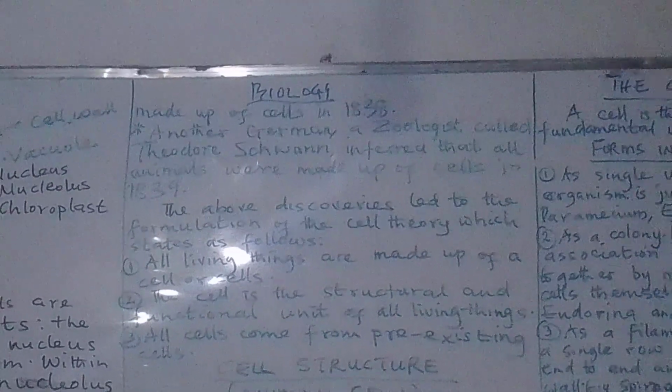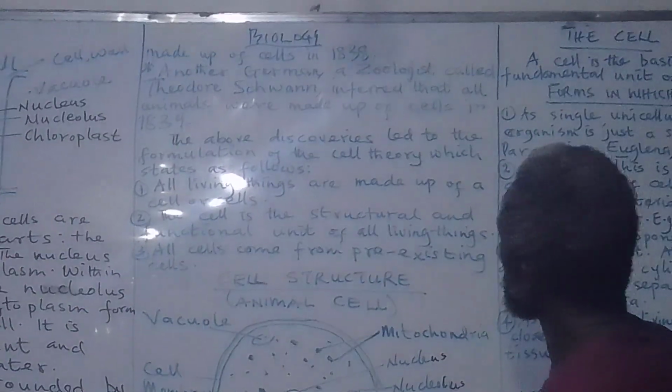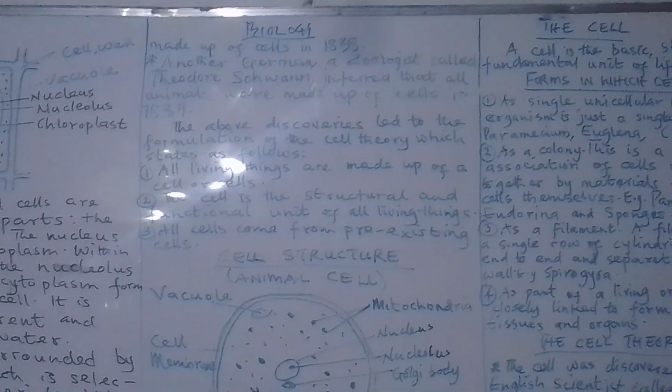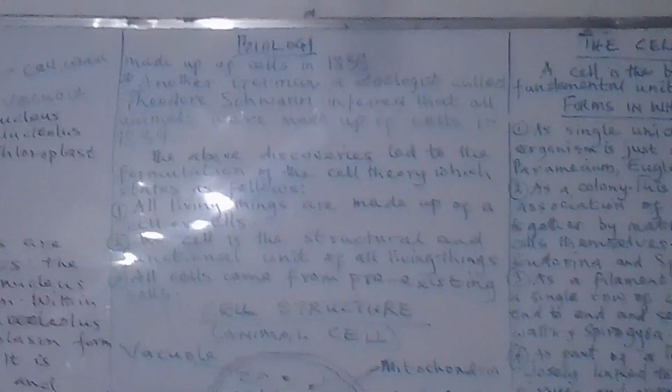A German biologist, Matthias, discovered that all plants were made up of cells in the year 1838. And finally, another German, a zoologist called Theodor, informed that all animals were made up of cells in the year 1839.